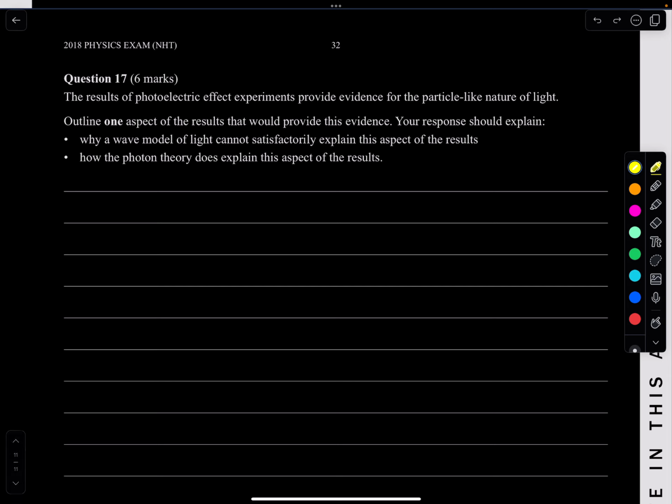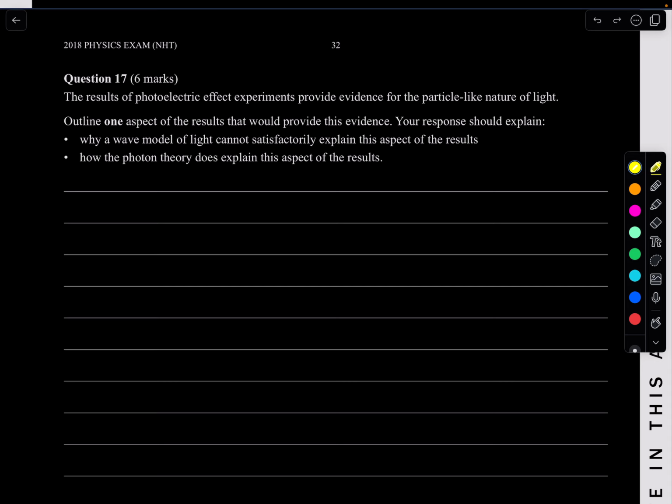Question 17, let's have a look at it. The results of the photoelectric effect experiment provide evidence for the particle-like nature of light. True. Outline one aspect of the results that would provide this evidence. Your response should explain why a wave model of light cannot satisfactorily explain this aspect of the results, and how the photon theory does explain this aspect of the result.